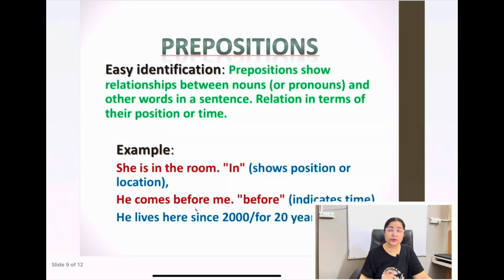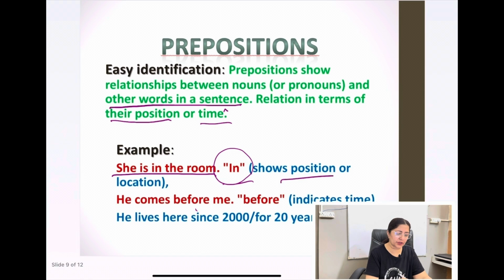Okay. So talking about prepositions, prepositions show relationships between nouns and pronouns or other words in a sentence. These relationships are mostly in terms of their position or time. For example, she is in the room. In shows the position or location where she is. He comes before me. Before indicates time. Similarly, he lives since 2000 or for 20 years.